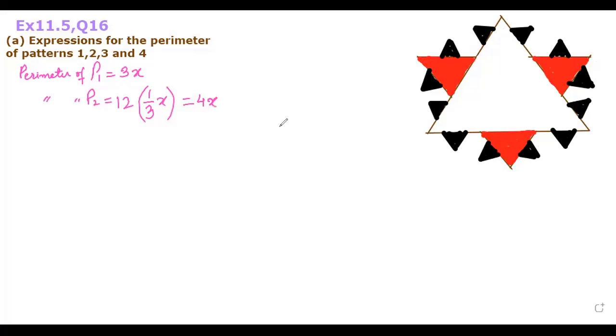In the same way, we go for the perimeter of pattern 3. So how many sides are there? Each side of pattern 3 is 1/3 of the previous triangle, which was the red one. The red equilateral triangle has length 1/3 x. So 1/3 of 1/3 x will be 1/9 x. So how many 1/9 x lengths are there in pattern 3?